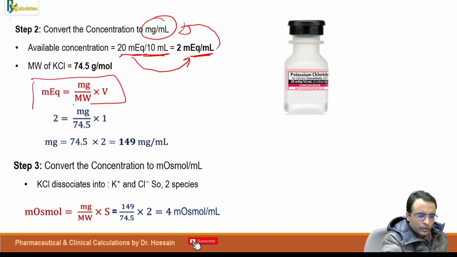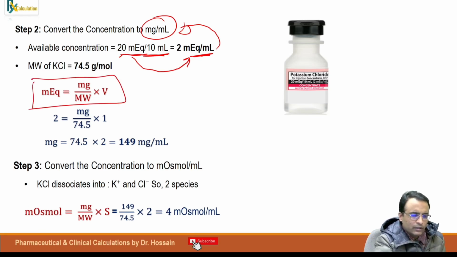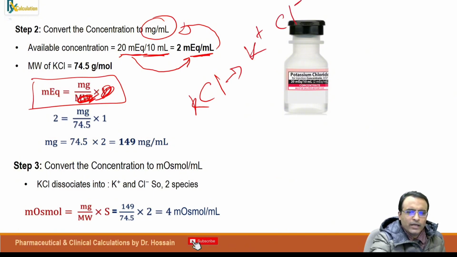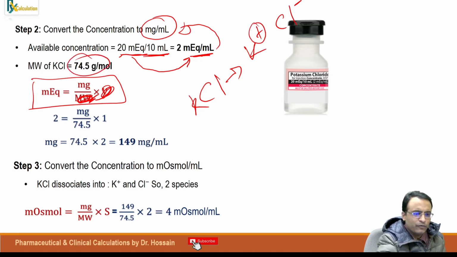And as you know, this is the equation for milliequivalent. The molecular weight is fixed. The valence is fixed. This is potassium chloride, KCl. It dissociates into K plus and chloride ion. So the valence is 1. The molecular weight of potassium chloride is approximately 74.5 gram per mole.